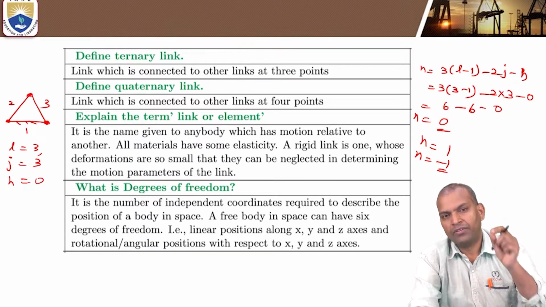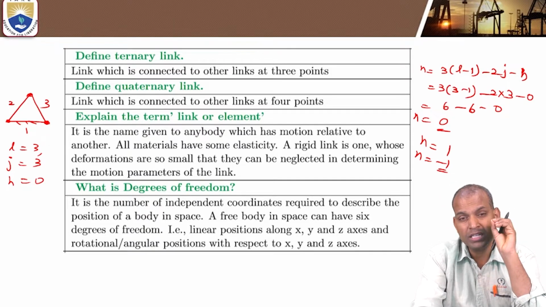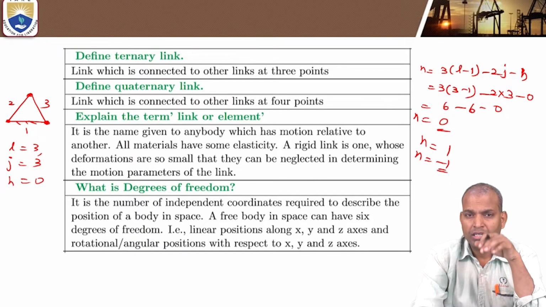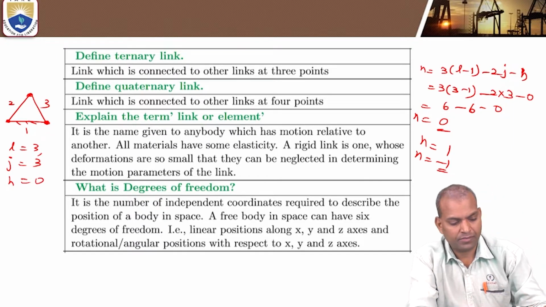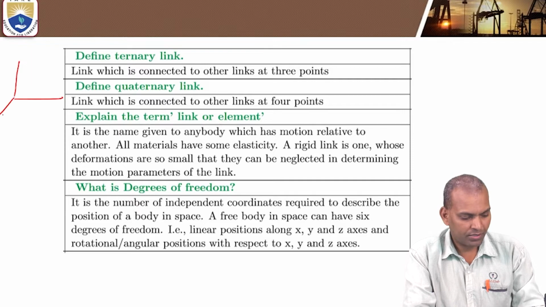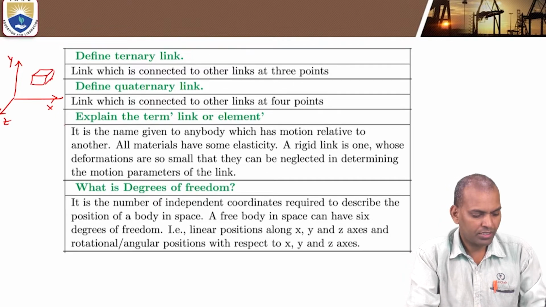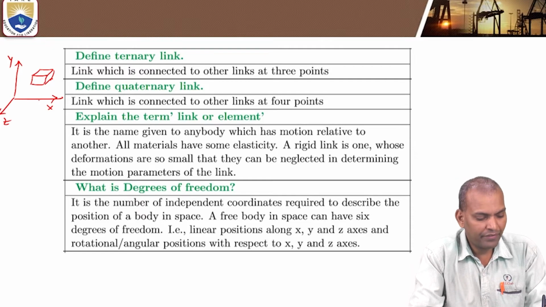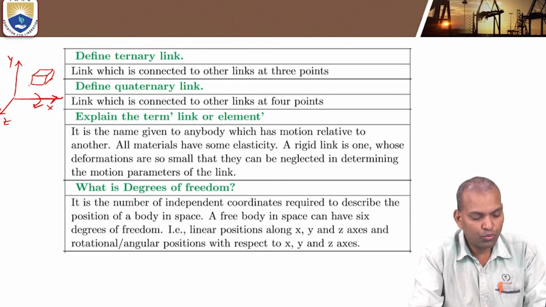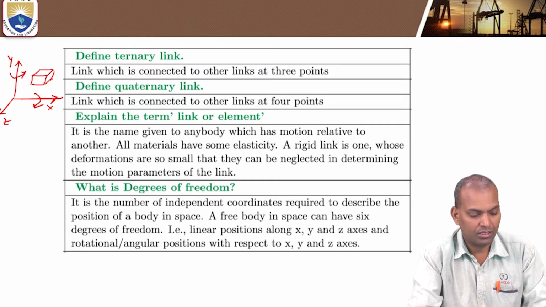Suppose your body is in space, what is the degree of freedom of that body in that space? The degree of freedom for that body is equal to 6. How? In space, there are x, y, z coordinates. When the body is in space, it can move along the x-axis and also rotate, it can move along the y direction and also rotate, and move along the z direction and also rotate about the z axis.